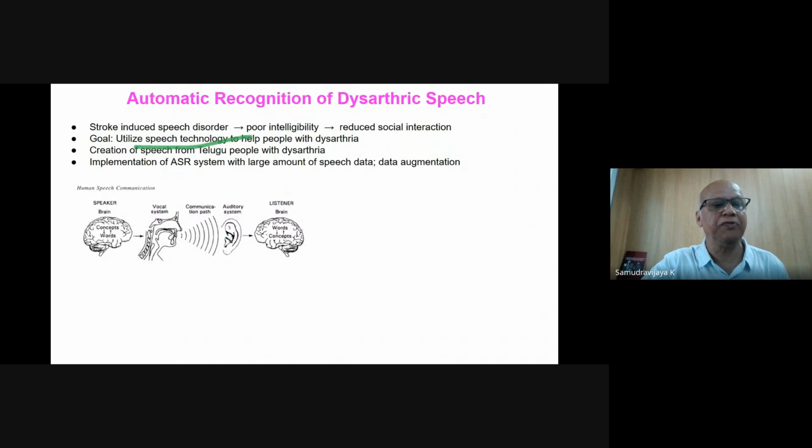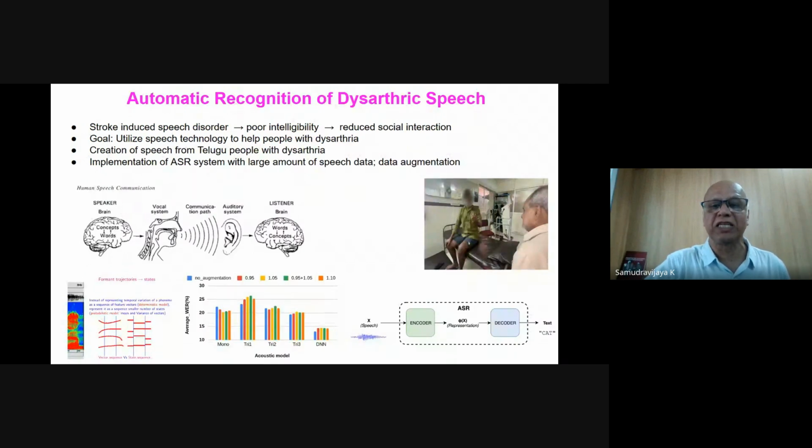So, speech technology. One of the pieces of work that was done was to build a speech corpus from Telugu people who were speaking with dysarthria, so that an app can be made and it will be useful to the people. And then we did the ASR system with various amounts of speech data. There is a difficulty in this connection with dysarthric people. We try to help them. And we also saw an example of dysarthric speech. We used a hidden Markov model, a probabilistic model which represents a sequence of sounds.